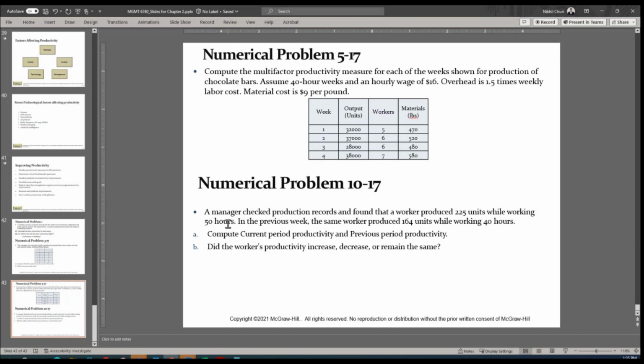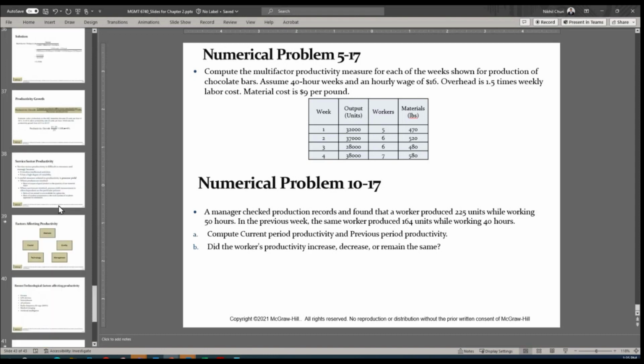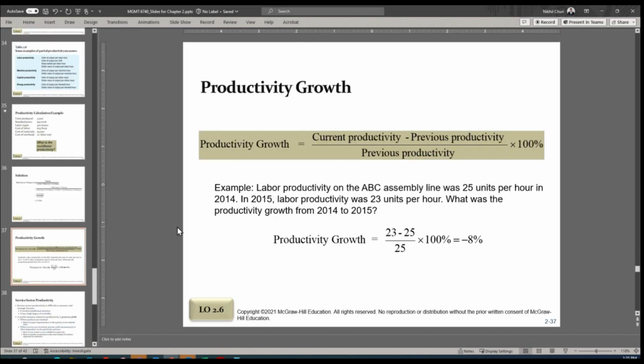Now, this is a case where, number one, we definitely have to identify the productivities, but there is a comparison going on with the current week and the previous week. At the same time, we are supposed to identify the growth. So for that reason, here is the formula for productivity growth: current productivity minus previous productivity, divided by previous productivity, multiplied by 100, gives you a percentage.